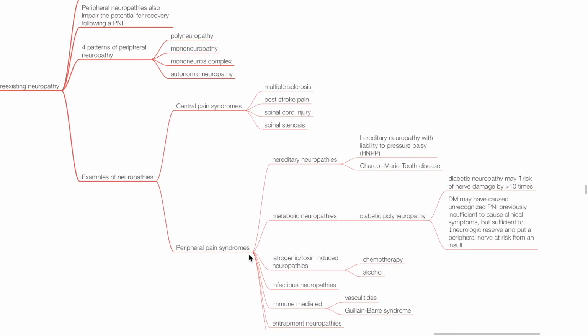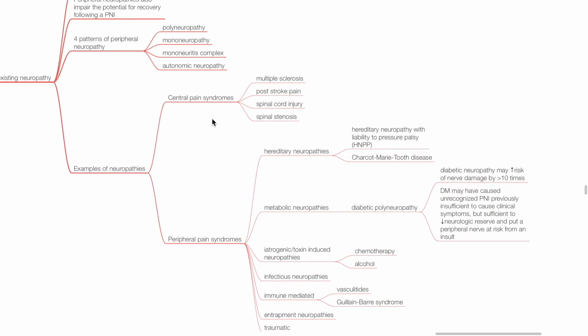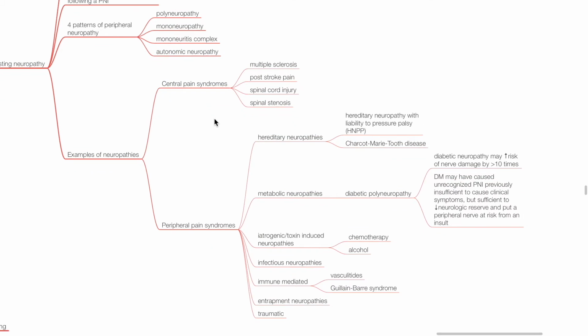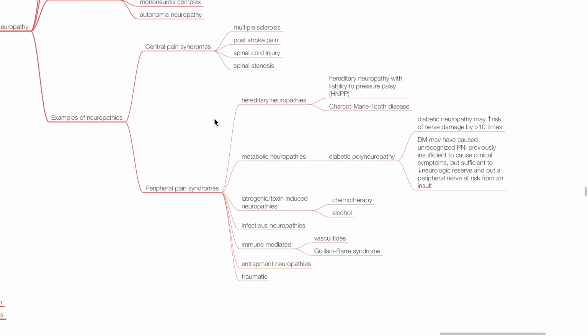Examples of neuropathies include central pain syndromes such as multiple sclerosis, post-stroke pain, spinal cord injury and spinal stenosis, and peripheral pain syndromes such as hereditary neuropathies, metabolic neuropathies such as diabetic polyneuropathy. Diabetic neuropathy may increase the risk of nerve damage by more than 10 times. Iatrogenic or toxin-induced neuropathies such as due to chemotherapy or alcohol, infectious neuropathies, immune-mediated neuropathies such as Guillain-Barré syndrome, entrapment neuropathies, and those caused by trauma.